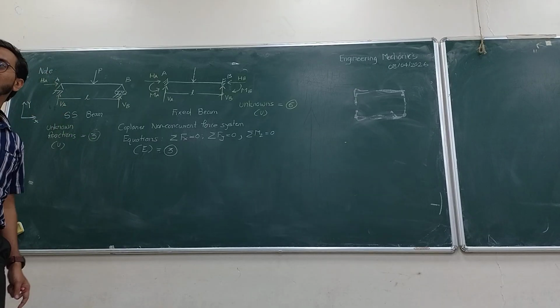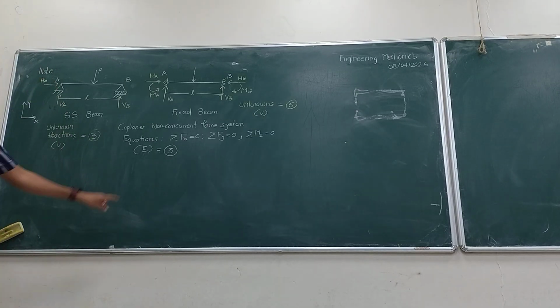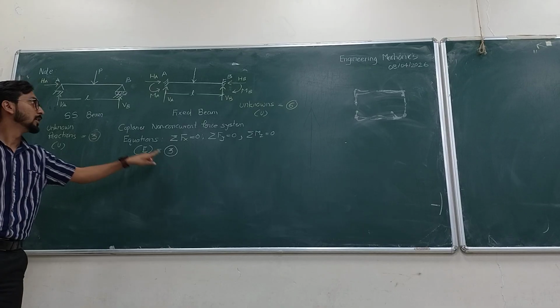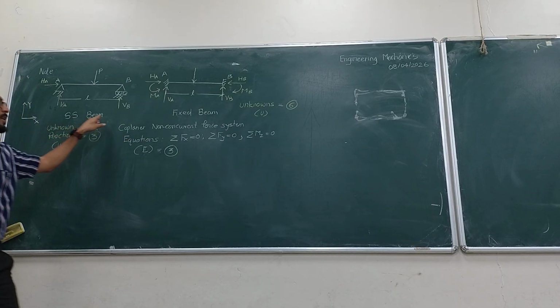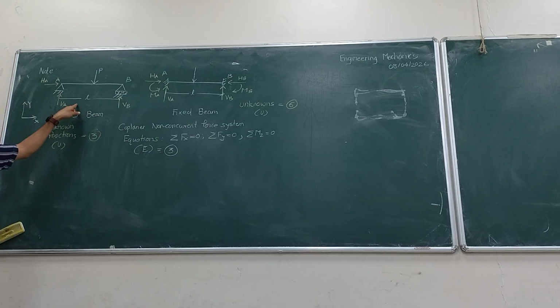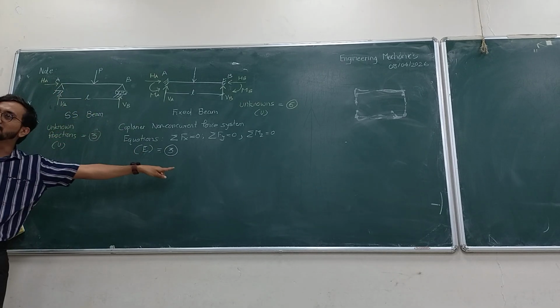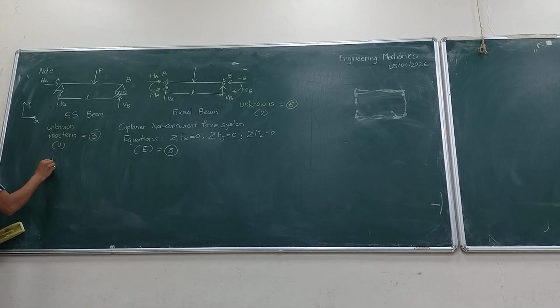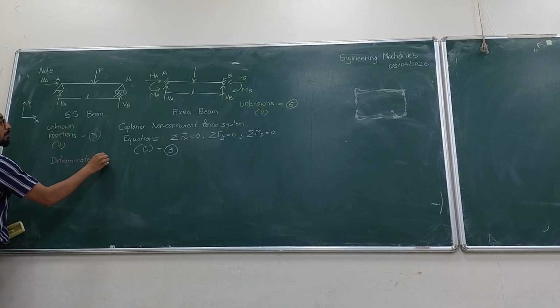Do you see this? I have only 3 equations, but here I have 3 unknowns. In this beam, I have 6 unknowns. Can you find out these 3 unknowns using these 3 equations? Yes or no? That is why these beams are called determinate beams.